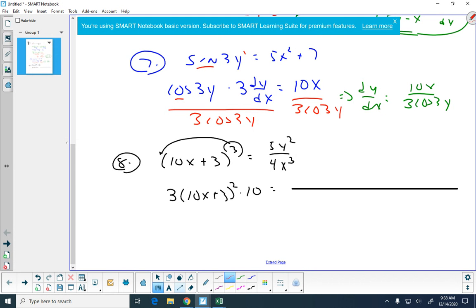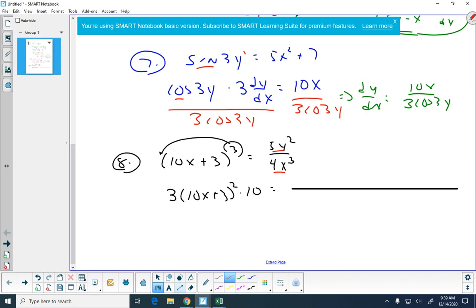On the right-hand side, we have two values that are being divided, so we need to apply our quotient rule. Our quotient rule: derivative of the top times the bottom minus the top times the derivative of the bottom, over the bottom squared. Once again, this tends to get algebraically a little bit muddier. But have patience.